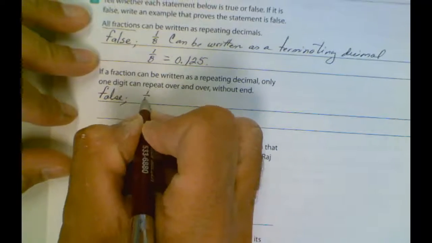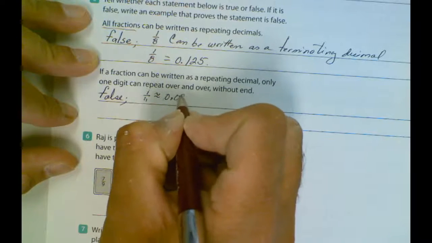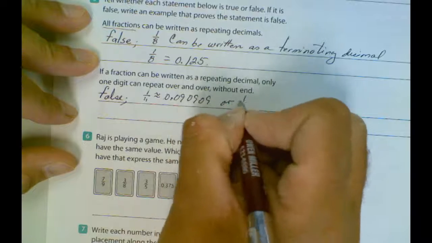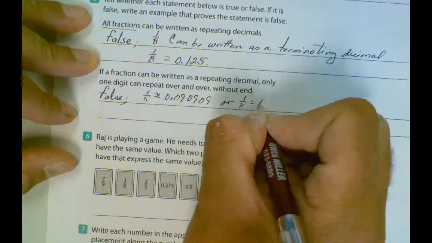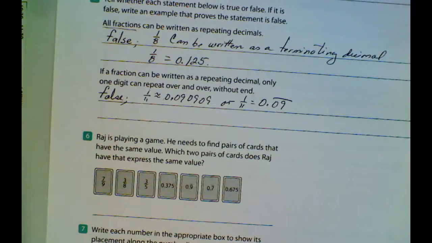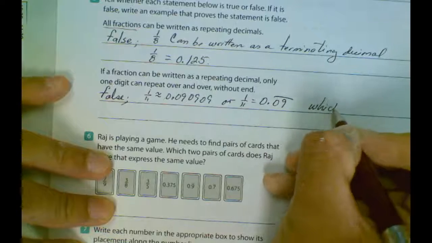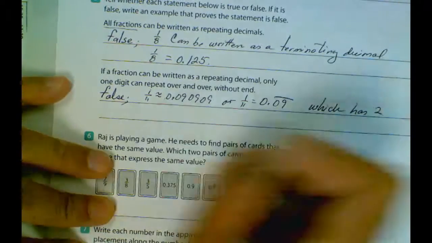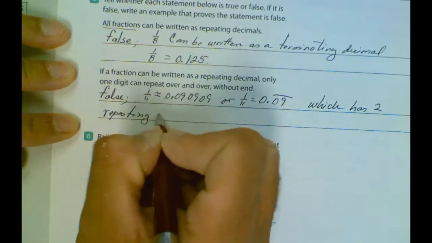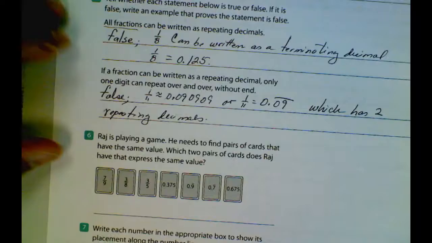For example, 1 over 11 is approximately equal to 0.090909, or 1 over 11 is equal to 0.09 with the dash over it, which has two repeating decimals. Okay, that's question number 5.